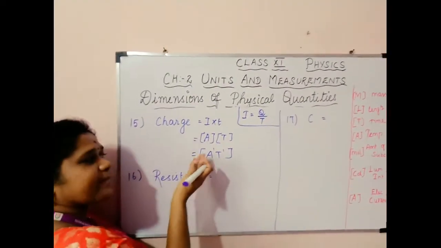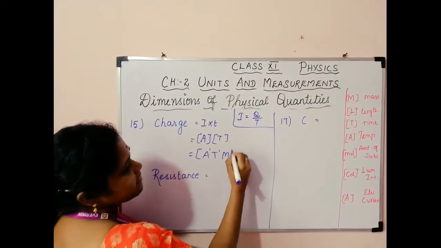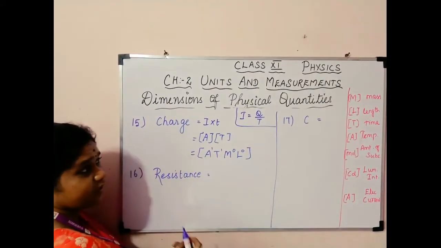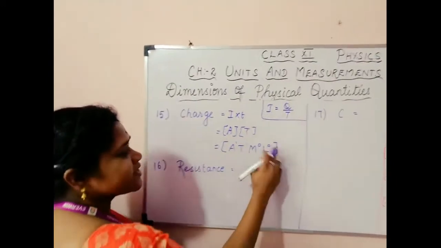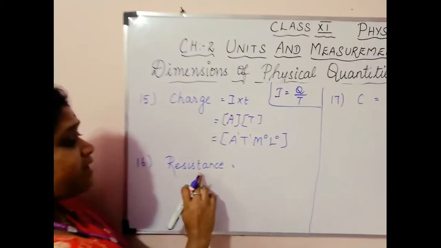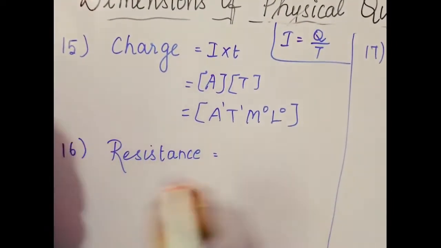If you want to write M power 0, L power 0, that you can also write, which does not change the value. So this is the MLT formula, or dimensional formula. And resistance, we know what that is.